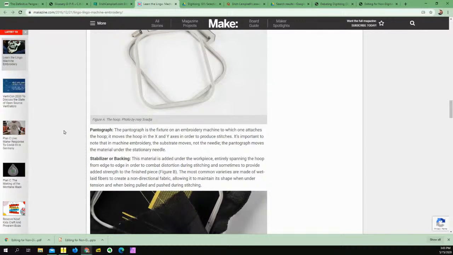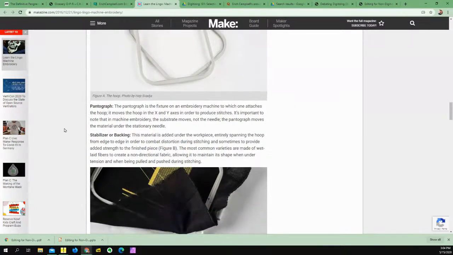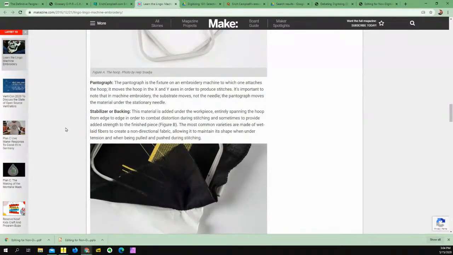So important to note, as usual, when I talk to new embroiderers, I'm like, that's what moves, not the needle. The needle's not moving, the pantograph moves under the needle. We all know that very well, but I know some people who assume that the needle's going to go tracking around, which it does not. The needle obviously stays stable.